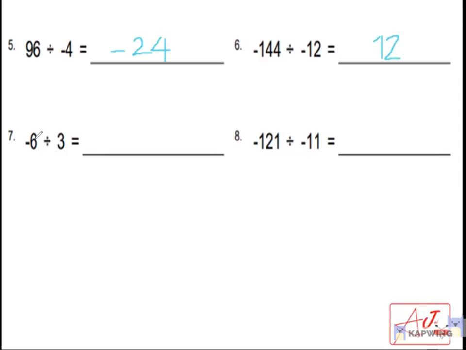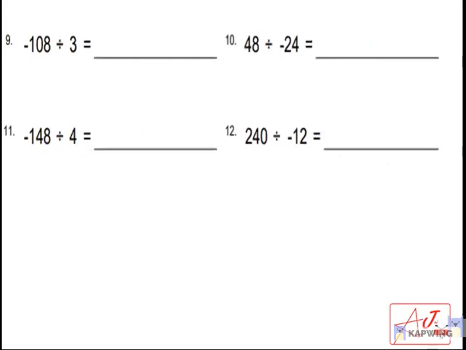Next, negative 6 divided by 3, magkaiba ng sign, so negative. And 6 divided by 3 is 2. Next, negative 121 divided by negative 11. Pareha sila ng sign, so ang answer natin ay positive 11. Okay.